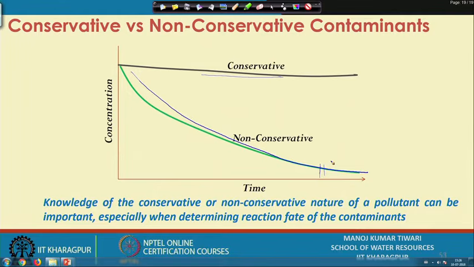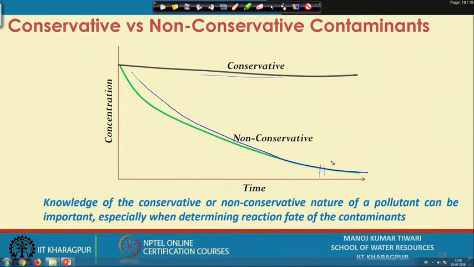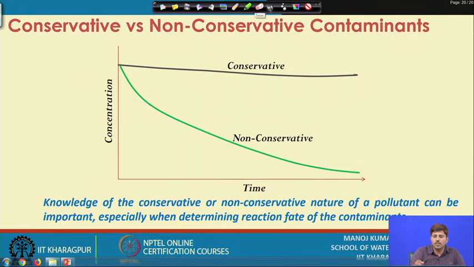Now, knowing whether a substance is conservative or non-conservative in nature is very important, because we can set up our reactions or treatment processes accordingly. If you are trying to do a mass balance and you do not know whether the pollutant is conservative or non-conservative, how are you going to incorporate the reaction term? So, if you want to do a mass balance in a better, more efficient, economic way, one should know what kind of contaminants one is dealing with.